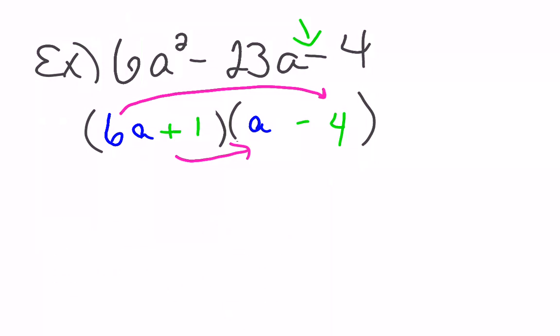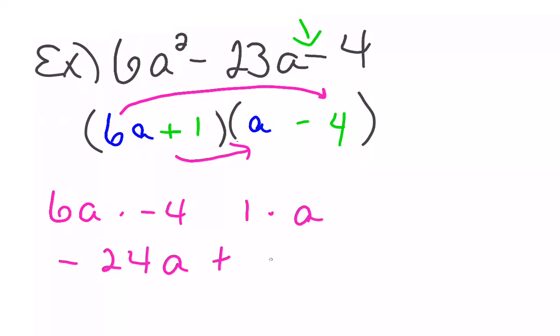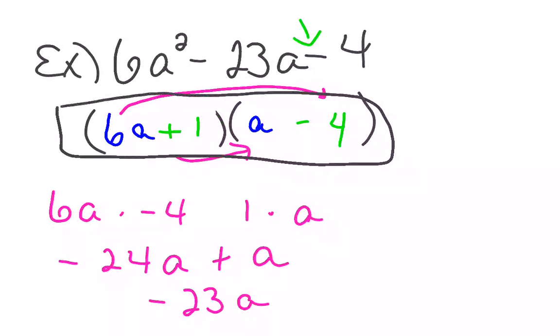Now let's try our outers and inners. So we have 6a times a negative 4 and 1 times a. 6a times a negative 4 is negative 24a, and 1 times a is a. Negative 24a plus a is negative 23a. That's exactly what we are looking for. So our final answer is 6a plus 1 times a minus 4.